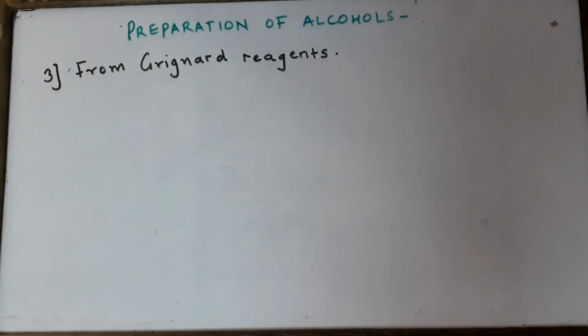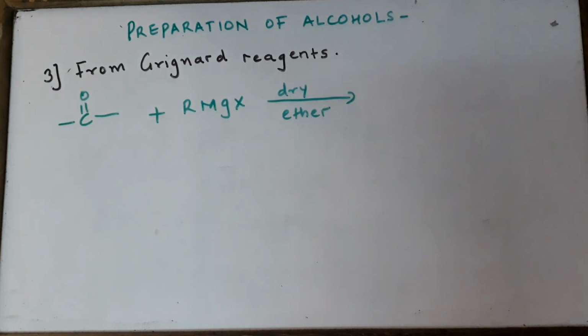Today we are going to continue with the preparation of alcohols. As we all have seen, two methods of preparation of alcohols. The first one was from alkenes by addition of water according to Markovnikov's rule and anti-Markovnikov's rule. The second method which we saw was from reduction of carbonyl compounds, and in today's video we are going to see how to prepare alcohols from Grignard reagents. So let us begin with the reaction.